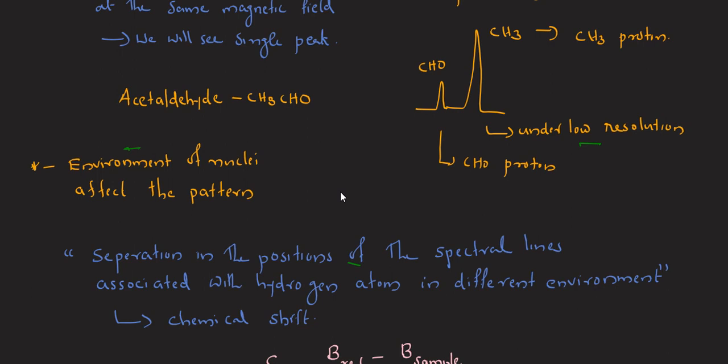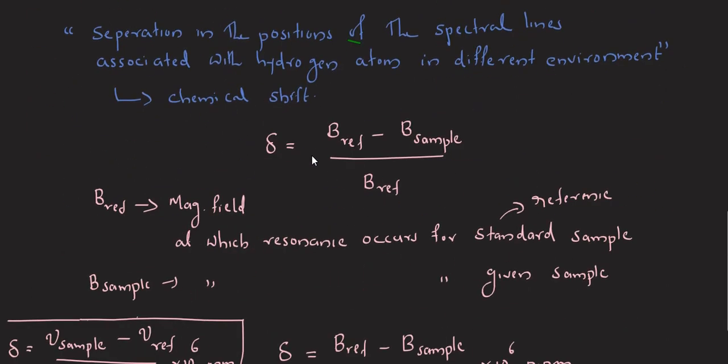That is, how much the spectrum of our sample deviates from the standard sample. That measure gives the chemical shift. So we can define delta as B reference minus B sample by B reference. So what is B reference? It is the magnetic field at which resonance occurs for the reference sample. B sample is the magnetic field at which resonance occurs for the given sample.